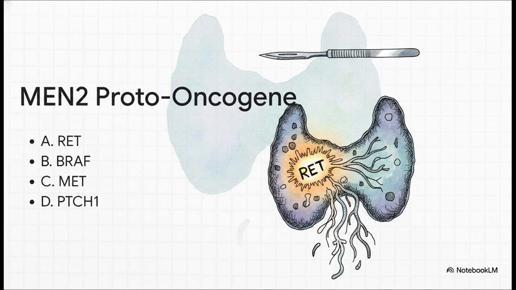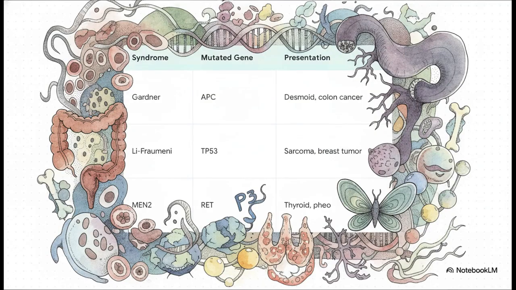The absolute exam key here is that an activating mutation in the RET proto-oncogene drives medullary thyroid carcinoma with a penetrance that approaches 100%. Because of that, identifying a positive RET mutation is an absolute clinical indication for a prophylactic total thyroidectomy during childhood. Let's rapidly review this high-yield matrix just to lock it in.